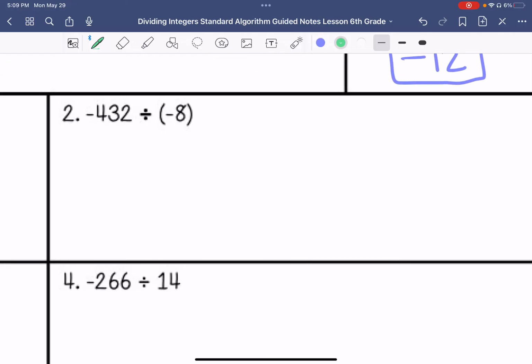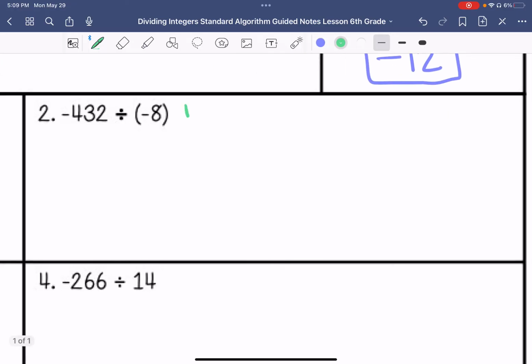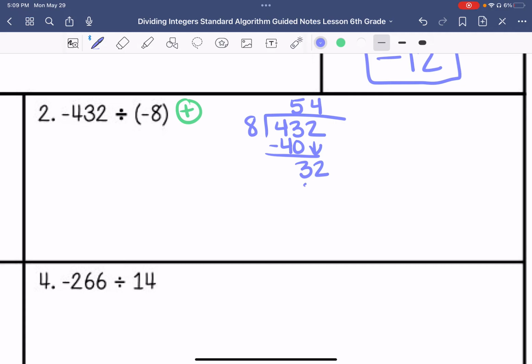All right, number 2, we have a negative and a negative, so my answer is going to be positive. Going to do my divisor on the outside, my dividend in the inside. 8 goes into 43 5 times. 8 times 5 is 40. Subtract that, bring down the 2. 8 goes into 32 4 times. 8 times 4 is 32. So my answer is positive 54.